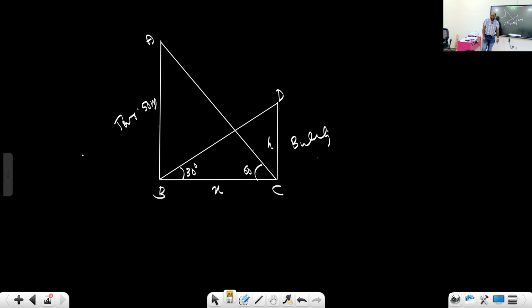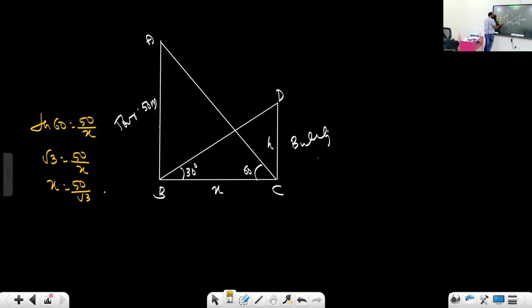Oppositely you can make it. Right on. In triangle ABC, which angle is there in ABC? Tan 60. In triangle ABC, tan 60 equal to 50 by x. What is tan 60? Root 3. 50 by x, x equal to what? 50 by root 3. Equation number 1.